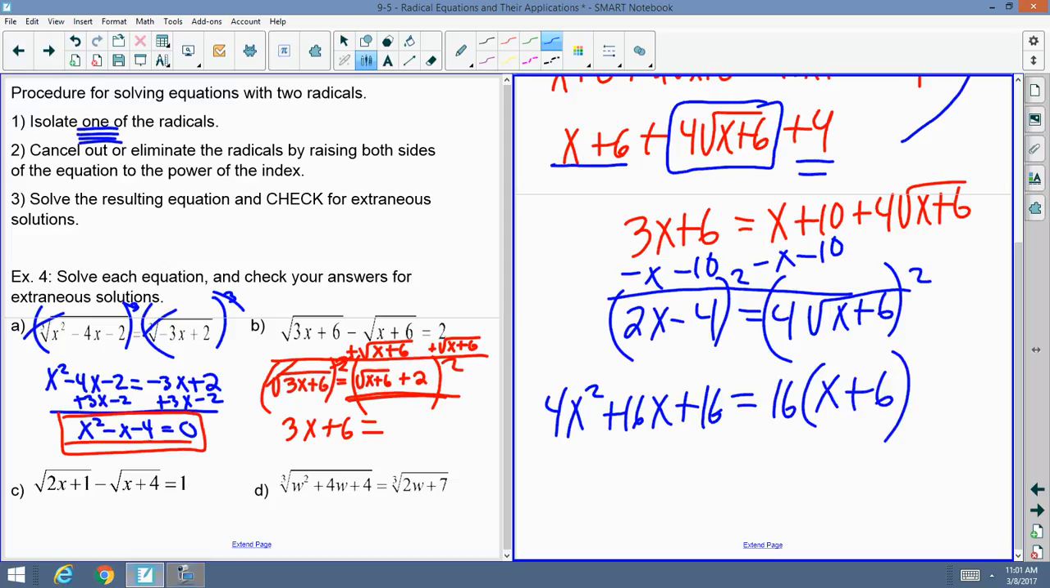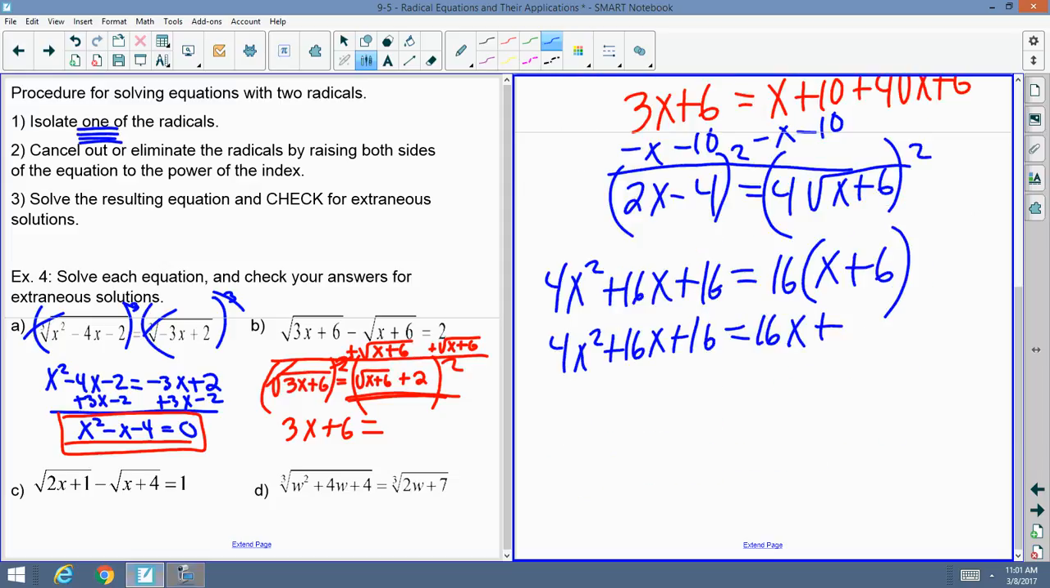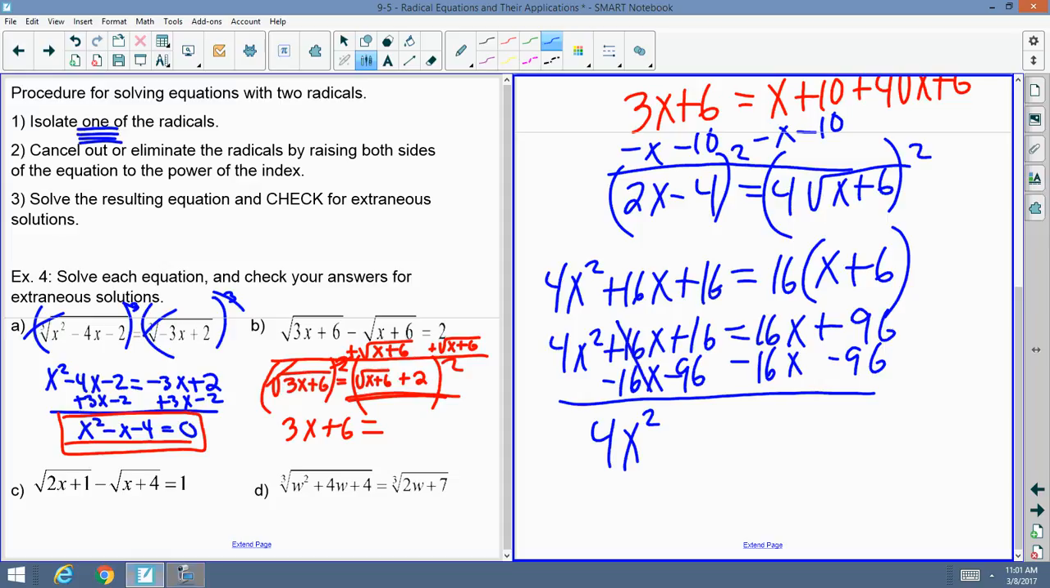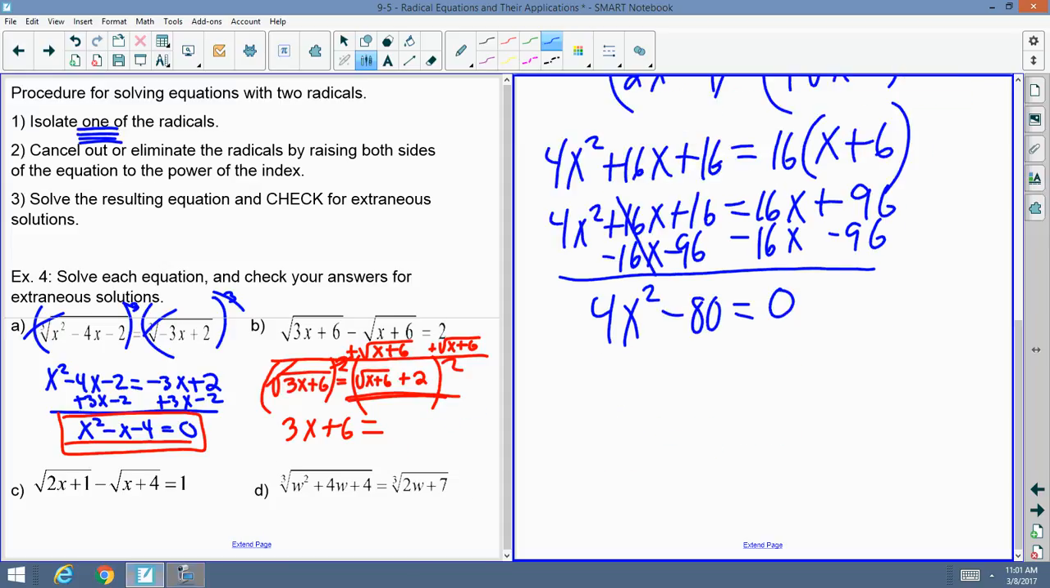From here, I have 4x squared plus 16x plus 16 equals 16x plus 96. Subtract the 16x, subtract the 96, subtract the 16x, subtract the 96. 4x squared minus 80 equals 0. Factor out a 4. X squared minus 20 equals 0.